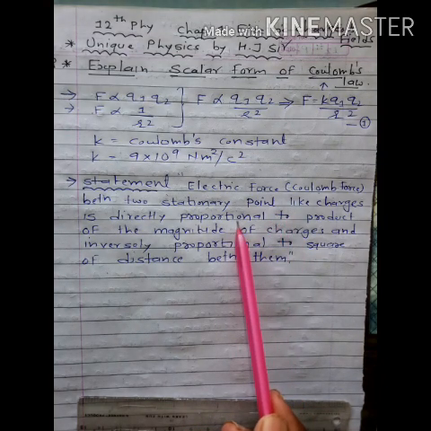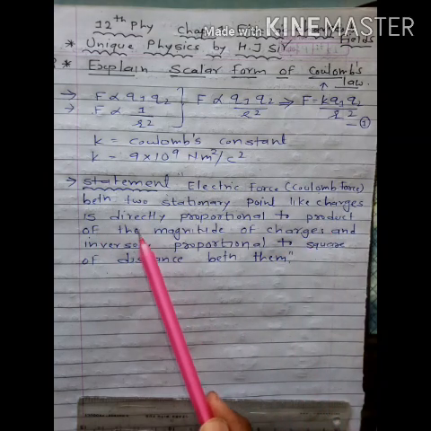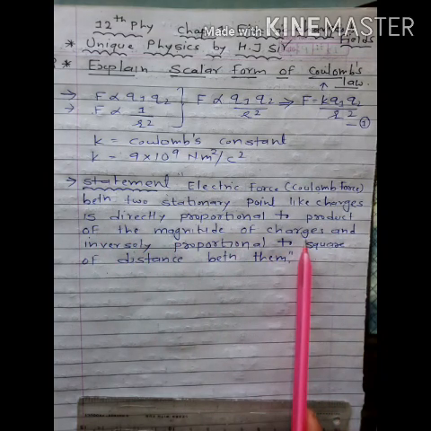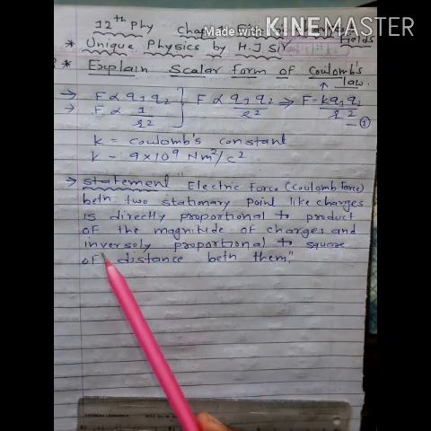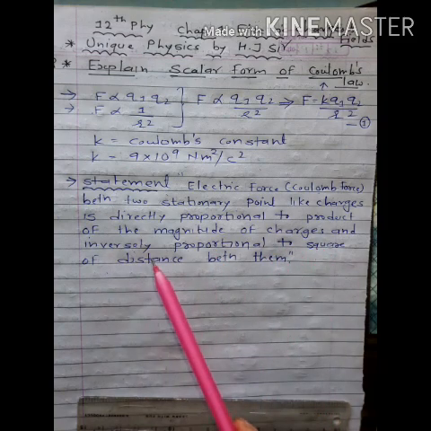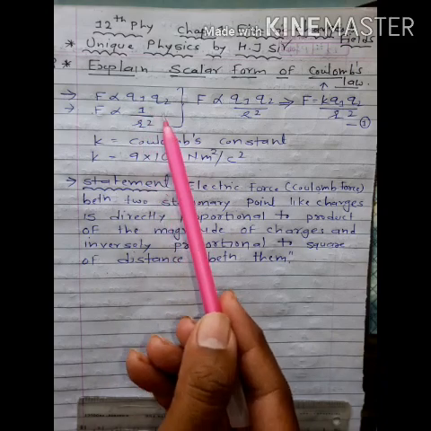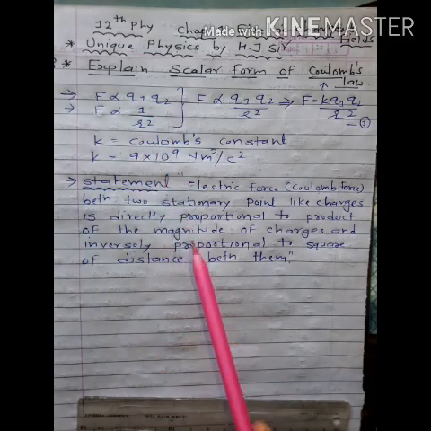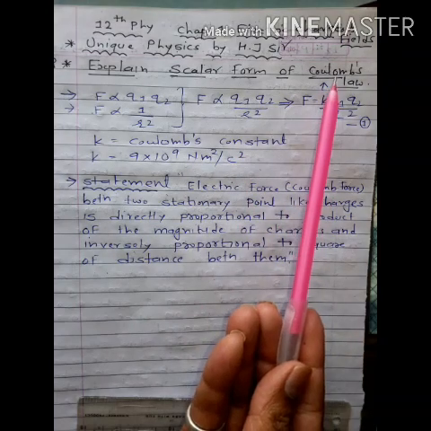is directly proportional to product of the magnitude of charges. Here we consider product of magnitude of charges and inversely proportional to square of distance between them. Inversely proportional to square of distance between them. This statement is known as Coulomb's law.